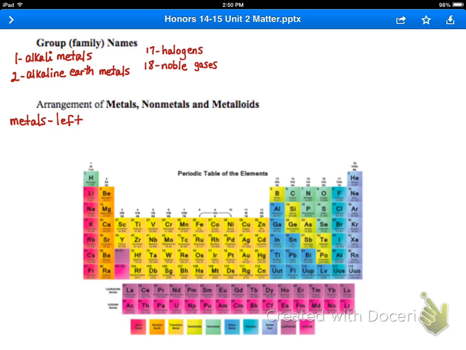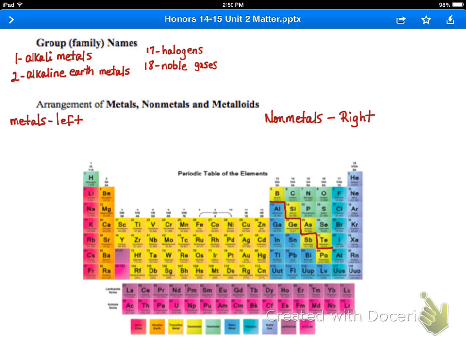Metals are on the left side of the periodic table. Most elements are metals, so these are all metals. Remember the middle group, the B group, is the transition metals. Non-metals are on the right. That's where all the gases live. Noble gases, halogens, those are all non-metals up here.